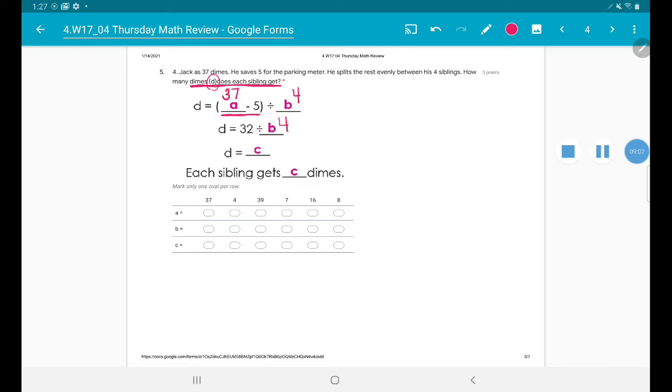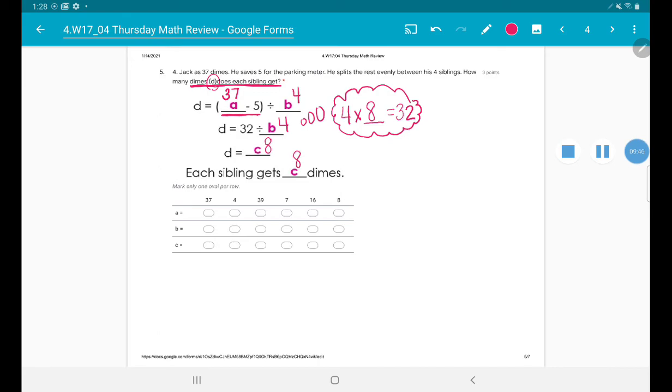Okay, so then the next step in our equation is that I have to actually solve. I'm going to actually do 32 divided by 4. And if I'm going to do 32 divided by 4, I could split them up into 4 equal groups. Or I could think about division as being the opposite of multiplication. So I can think 4 times what number equals 32? And what will that be? 8. 4 times 8 equals 32. So C represents 8.